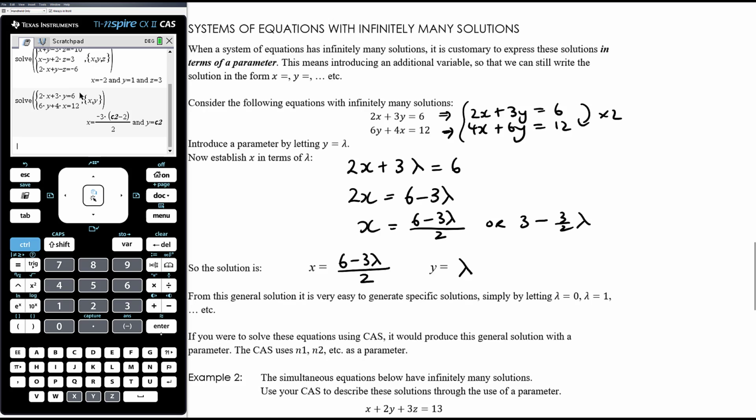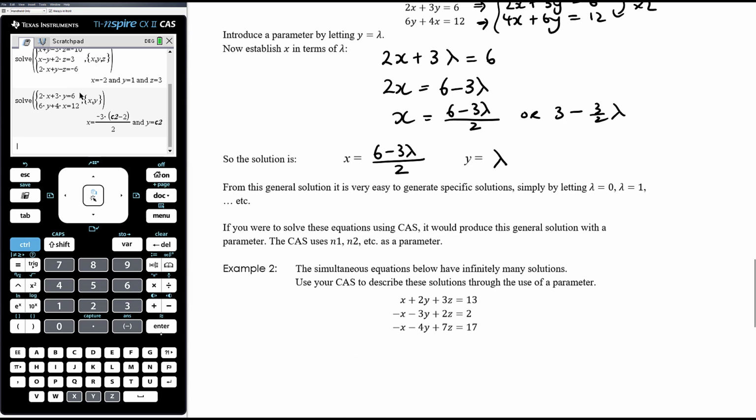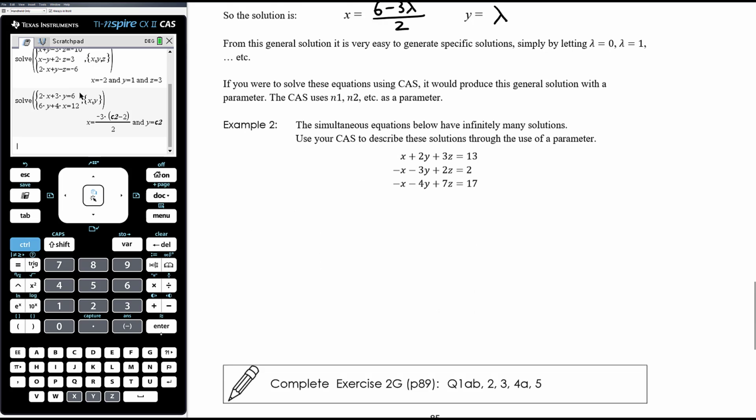So I guess the key about that is that you shouldn't freak out when your CAS gives you things that look like this, and understand that what that's telling you is that there are infinitely many solutions, and those infinitely many solutions all follow this same pattern. The x value will be negative 3 times the y value, take away 2, all over 2, and the y value will be the y value. So as I said, that's that.